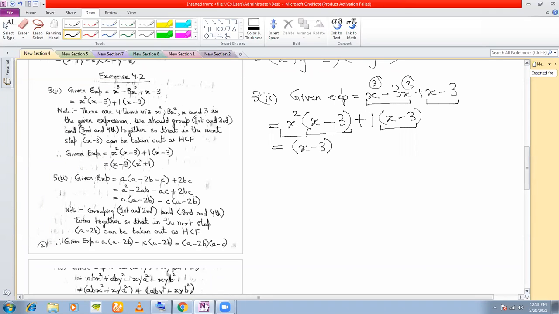So from this entire expression, if I'm taking out x minus 3, I'm only left with x square here. And again, from this entire one, if I'm taking out x minus 3, I'm left with only a plus 1. That's it. So these two are the factors, x minus 3 and x square plus 1. Okay. Next question.